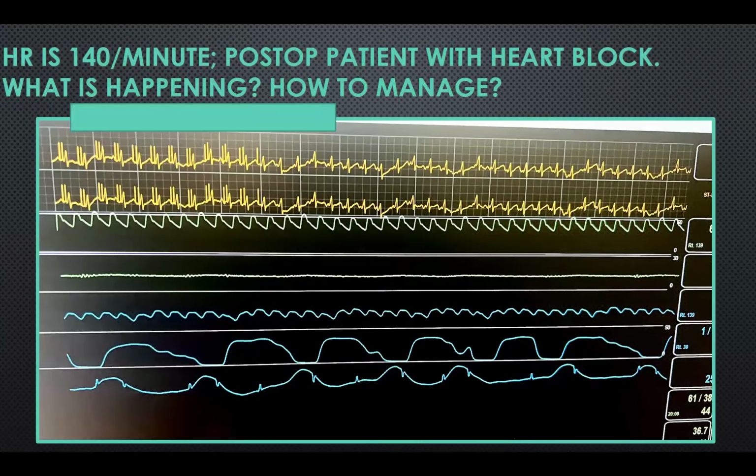All righty. Here we are in a post-op patient who has heart block, and the heart rate is 140.